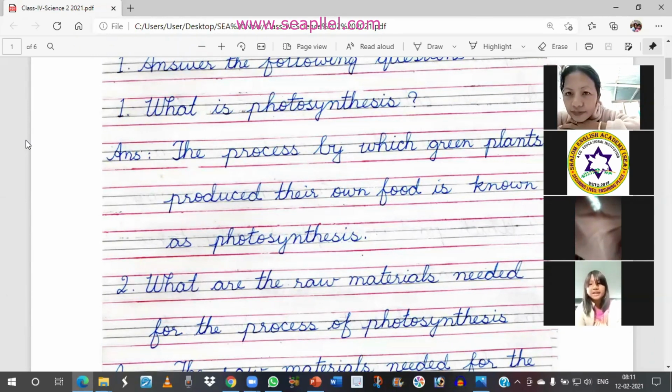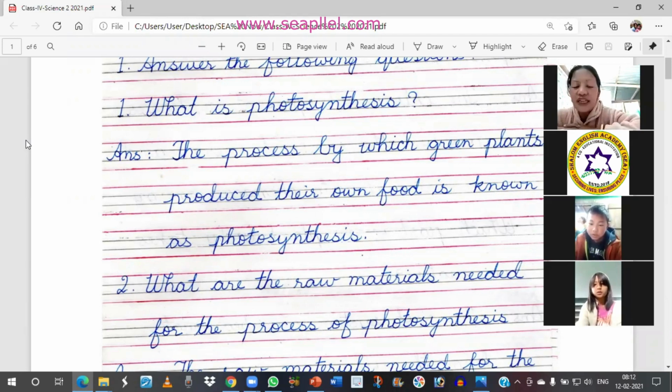The process by which green plants produce their own food is known as photosynthesis. Produce, say produce, okay? P-R-O-D-U-C-E, produce, okay? Very good, Genevieve, very good. So I hope you will learn it very easily, right?